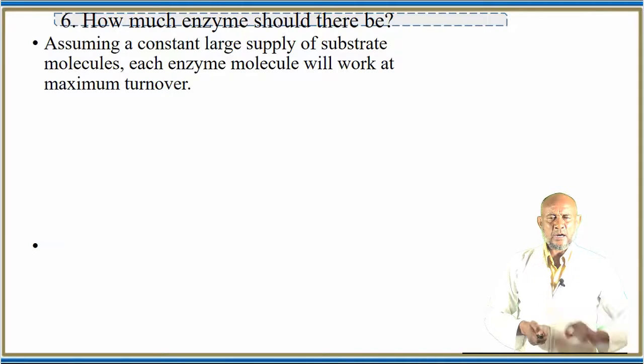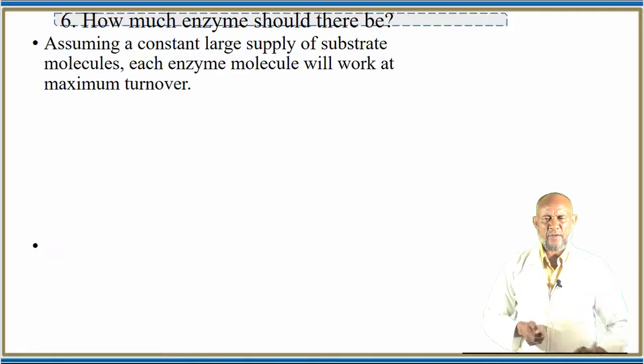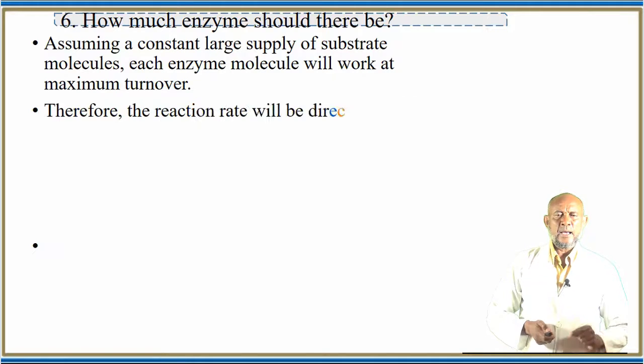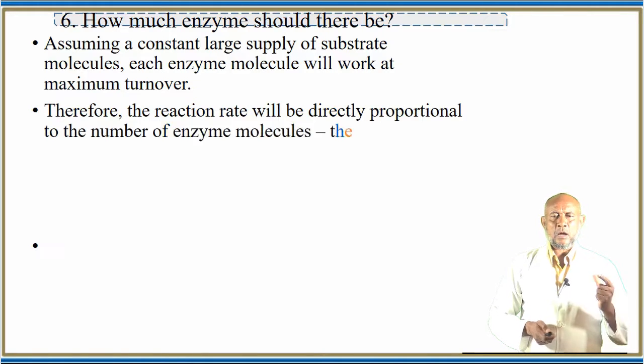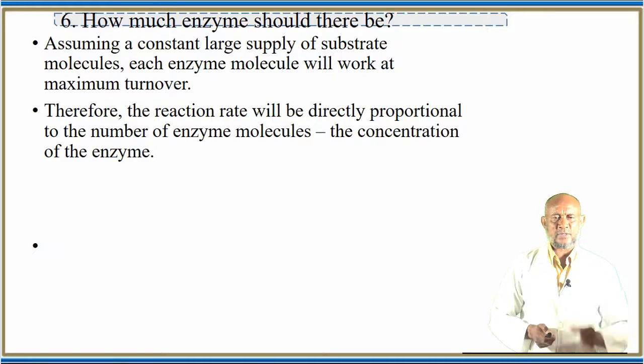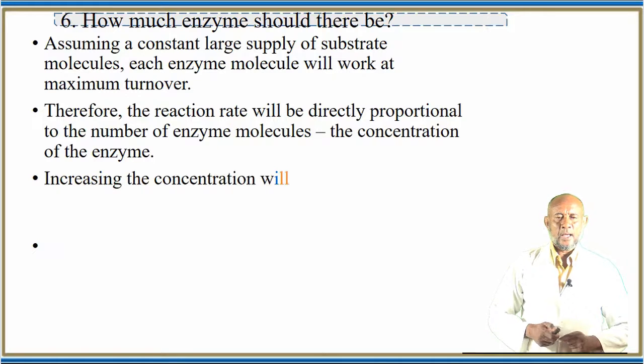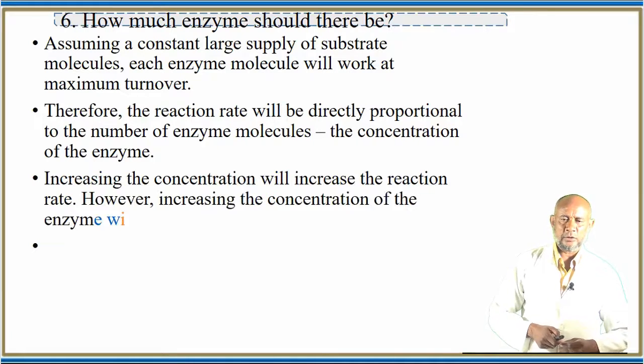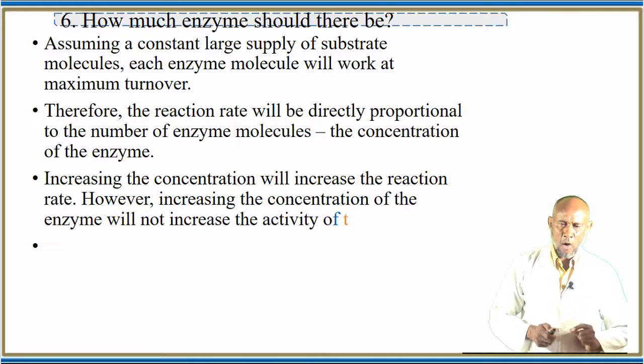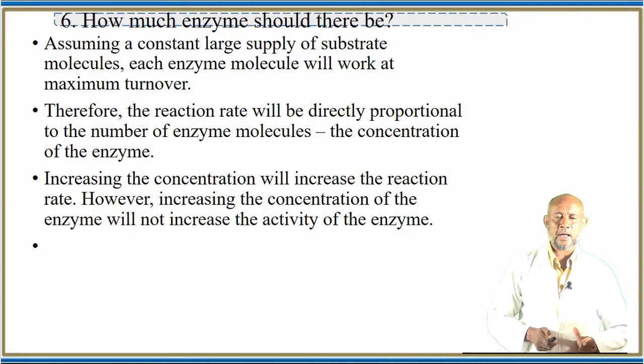Turnover of the enzyme is very, very high. Okay? When there is a constant large supply of substrate molecules, therefore the reaction rate will be directly proportional to the number of enzyme molecules, the concentration of the enzyme, okay? The concentration of the enzyme. Increasing the concentration will increase the reaction rate. However, increasing the concentration of the enzyme will not increase the activity of the enzyme.